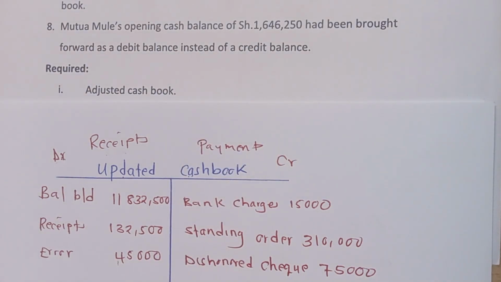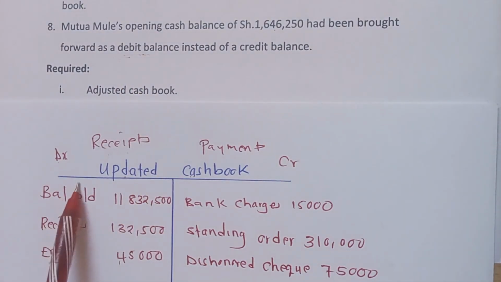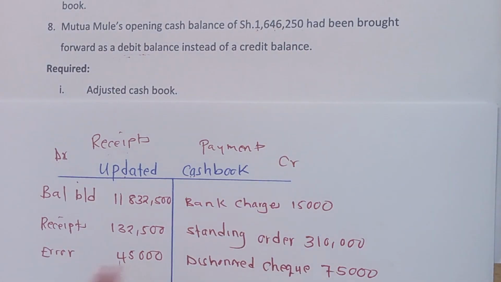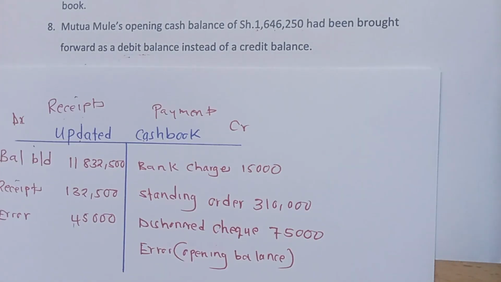So for us to be able to cancel that particular transaction, because it was entered on the debit side as 1,646,250, we need to record that transaction on the opposite side. This is an error in the opening balance. The moment we record this opening balance on the credit side, it offsets or cancels the transaction that was recorded as balance brought down on the cash book.